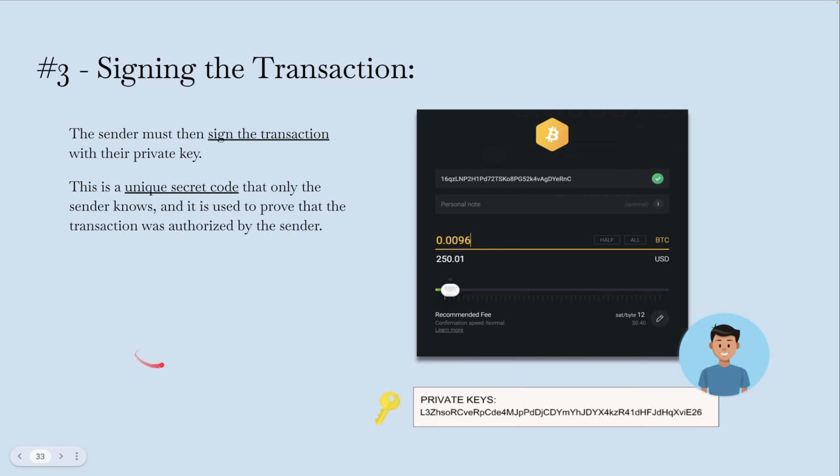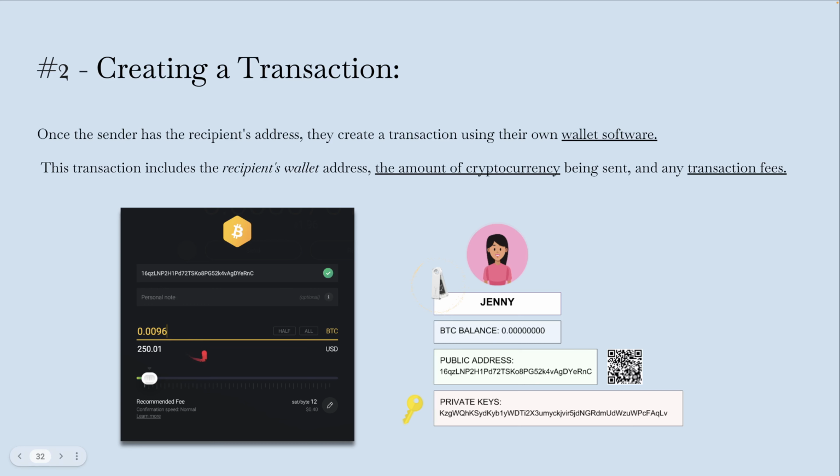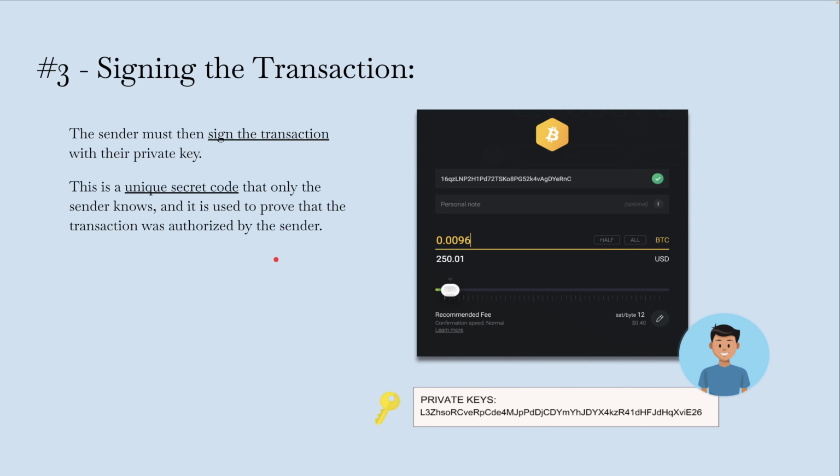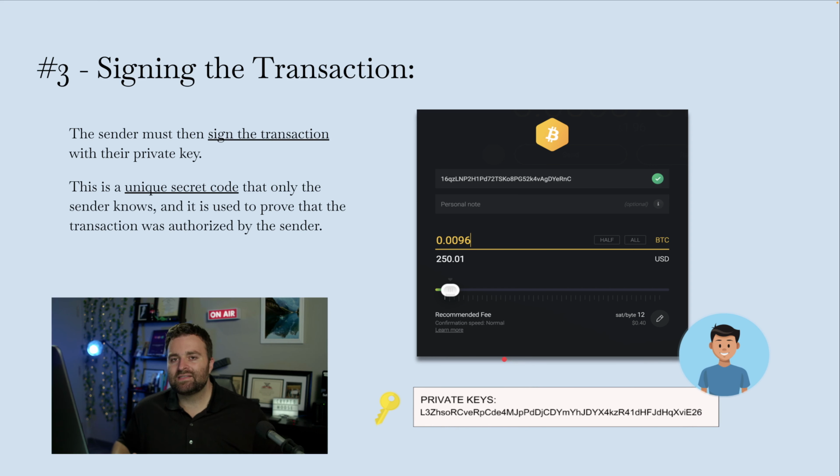So with your wallet, for example, you would type in $250 and it would give you that number, okay? So whatever the price of Bitcoin is today, it will be worth more tomorrow, most likely. The sender must then sign the transaction with their private key. This is a unique secret code. So that is held on your wallet. So typically you don't even see your private key. It's stored in your wallet and you typically only see it when you first set up your wallet, okay?